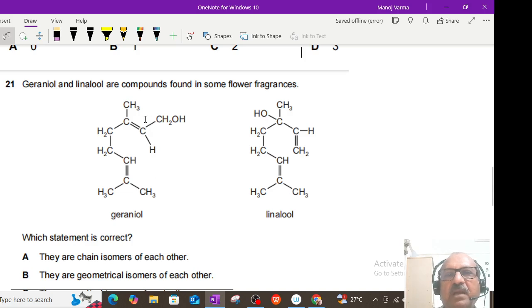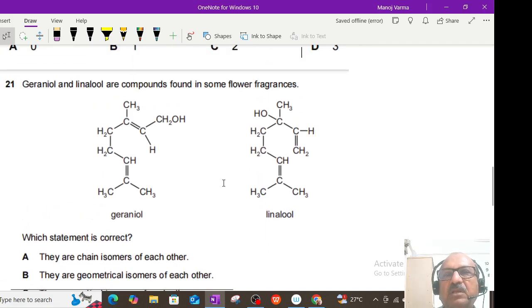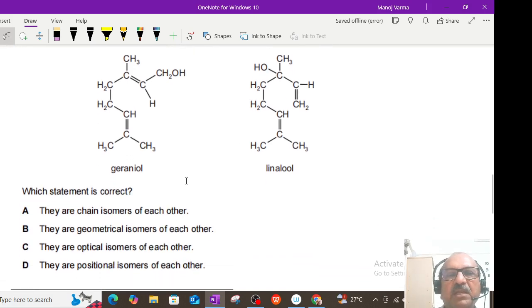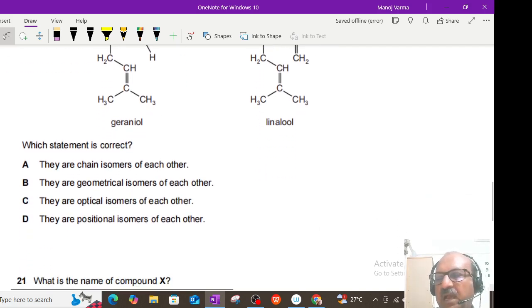So there is no chiral carbon in this. As you can closely observe, there is not a single carbon which is joined with 4 different groups. And then they are not mirror images, right? They are not mirror images. So this is CH2OH, and here the OH has been displaced, so it is not a mirror image, so they cannot be optical isomers. So the only thing is that the position of the OH group has been changed from this carbon to this carbon, which means that they are positional isomers of each other, and that is the correct answer.